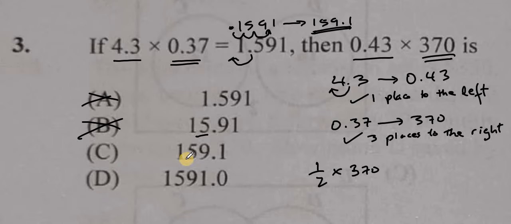And 159, half of 370, that might be a little close. Let's check the next one though, so we can eliminate that. Well, this is 1,591. Definitely out. So this will have to be the correct choice. But if you want to continue with it, just a check.